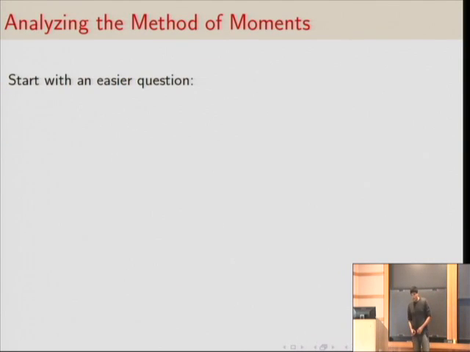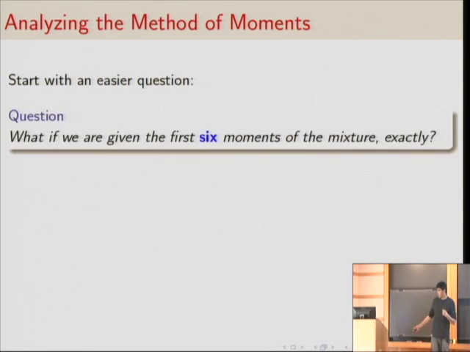Okay, so now what I want to focus on, keep in mind the following goal. Eventually we want to show that noisy estimates for the first 6 moments work in this case of learning mixtures of 2 Gaussians. But let me start with a much easier question in principle. Suppose we're not given noisy estimates for the first 6 moments. What if we're given exactly the first 6 moments? We're given exact values for the first 6 moments.